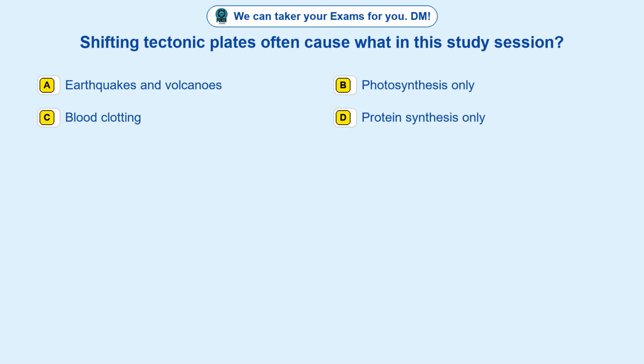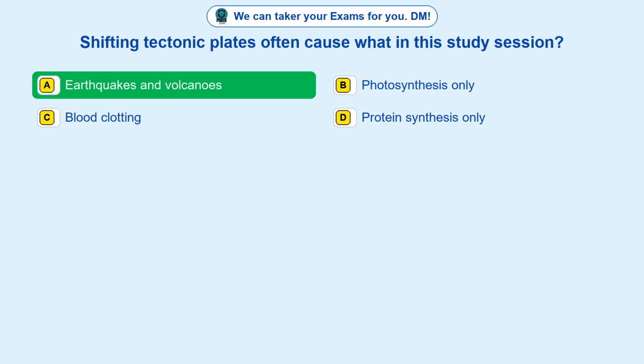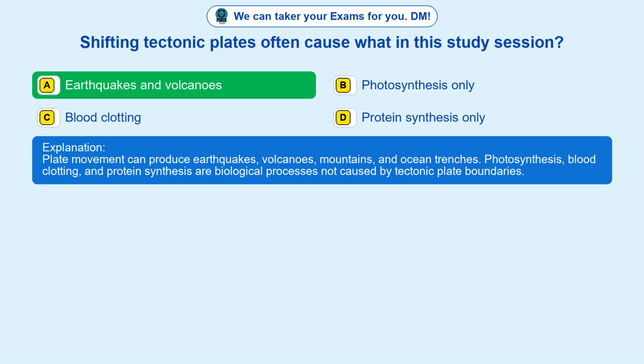Question 83. Shifting tectonic plates often cause what in the study session? Option A, earthquakes and volcanoes. Option B, photosynthesis only. Option C, blood clotting. Option D, protein synthesis only. The correct answer is option A, earthquakes and volcanoes. Plate movement can produce earthquakes, volcanoes, mountains, and ocean trenches. Photosynthesis, blood clotting, and protein synthesis are biological processes not caused by tectonic plate boundaries.